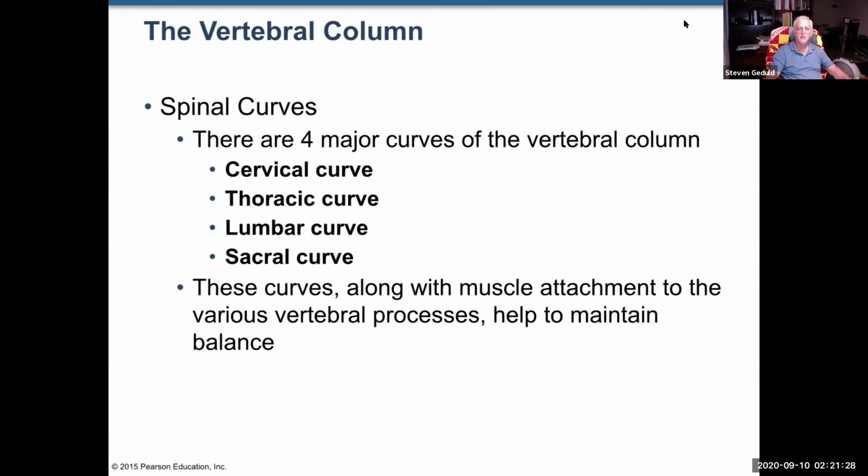The spinal cord has 4 major curves called spinal curves. Okay. There's a cervical curve, a thoracic curve, a lumbar curve, and a sacral curve. Those are all curves that match the vertebral column: your cervical vertebrae, thoracic vertebrae, lumbar, and sacral. These curves with the muscle attachments to them help maintain your balance. If your vertebral column was straight up and down, you couldn't maintain balance.